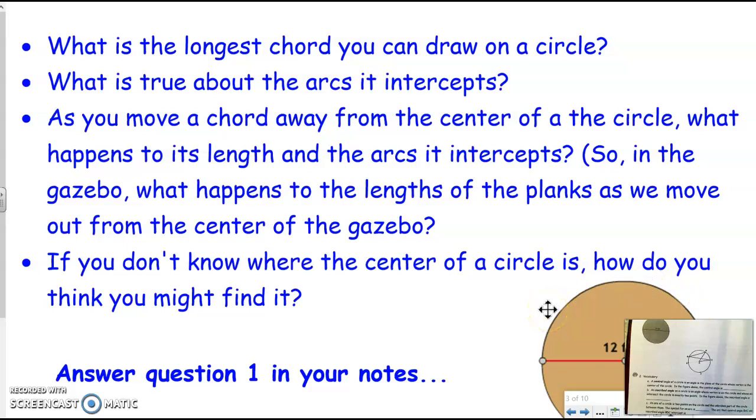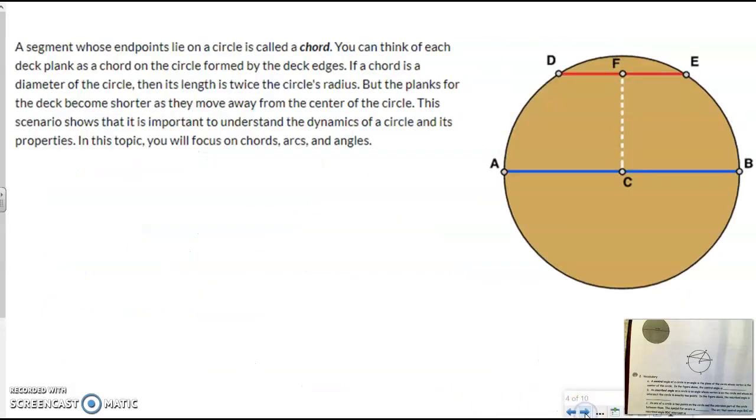As the chord moves away from the center of the circle, what happens to the length? The length gets shorter, and the arc that it intercepts is also going to be shorter. So this arc would be 180 degrees, and as you move the chord from the center, that arc is going to be less than 180 degrees. If you don't know where the center is, how might you find it? That's what we're going to talk about today.